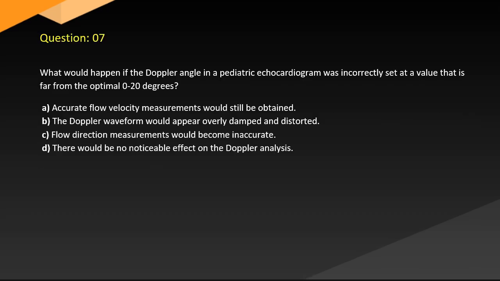Question 7. What would happen if the Doppler angle in a pediatric echocardiogram was incorrectly set at a value that is far from the optimal 0 to 20 degrees? A. Accurate flow velocity measurements would still be obtained. B. The Doppler waveform would appear overly damped and distorted. C. Flow direction measurements would become inaccurate. D. There would be no noticeable effect on the Doppler analysis.